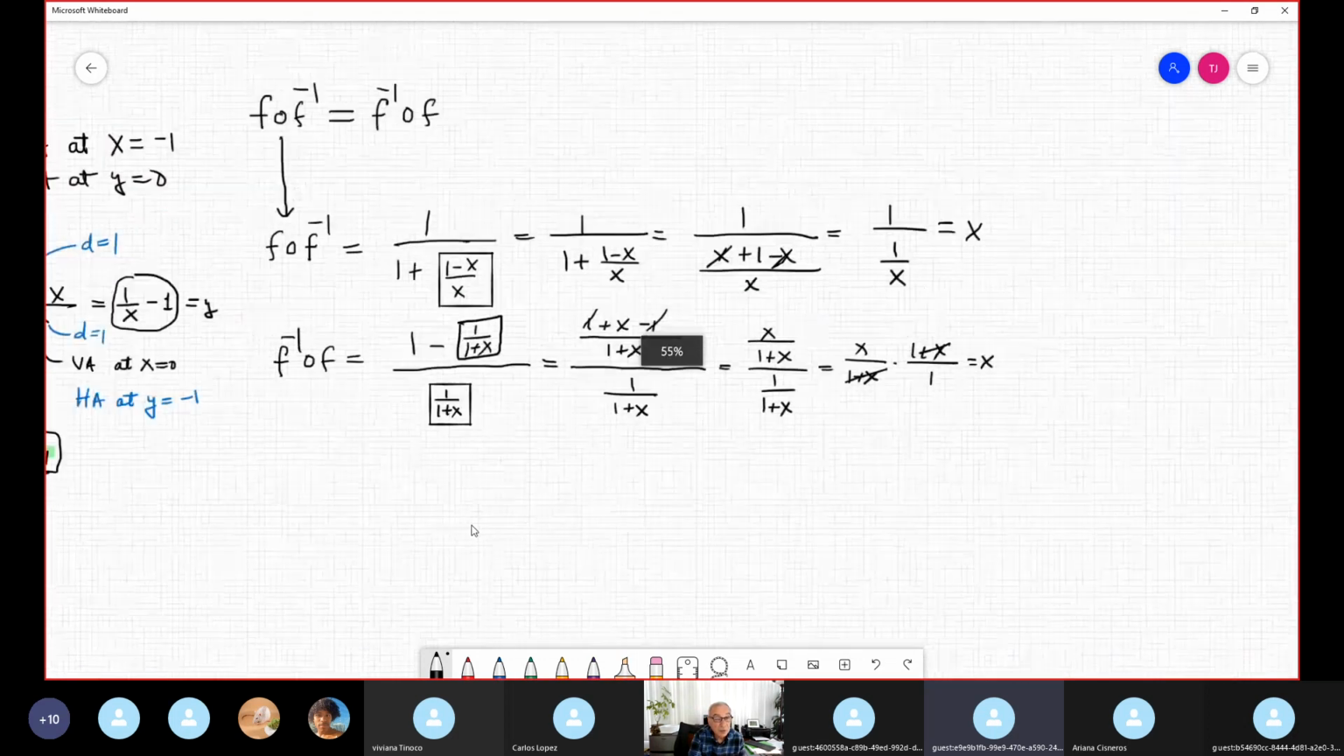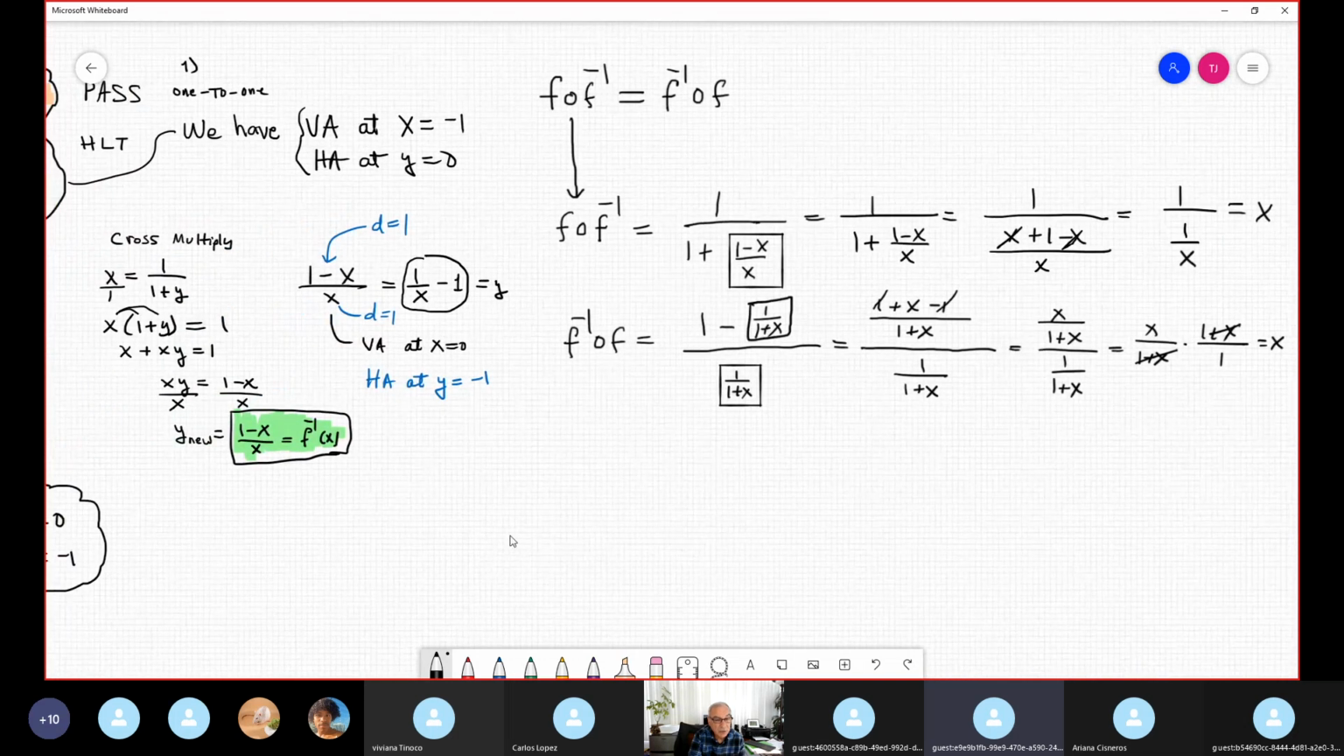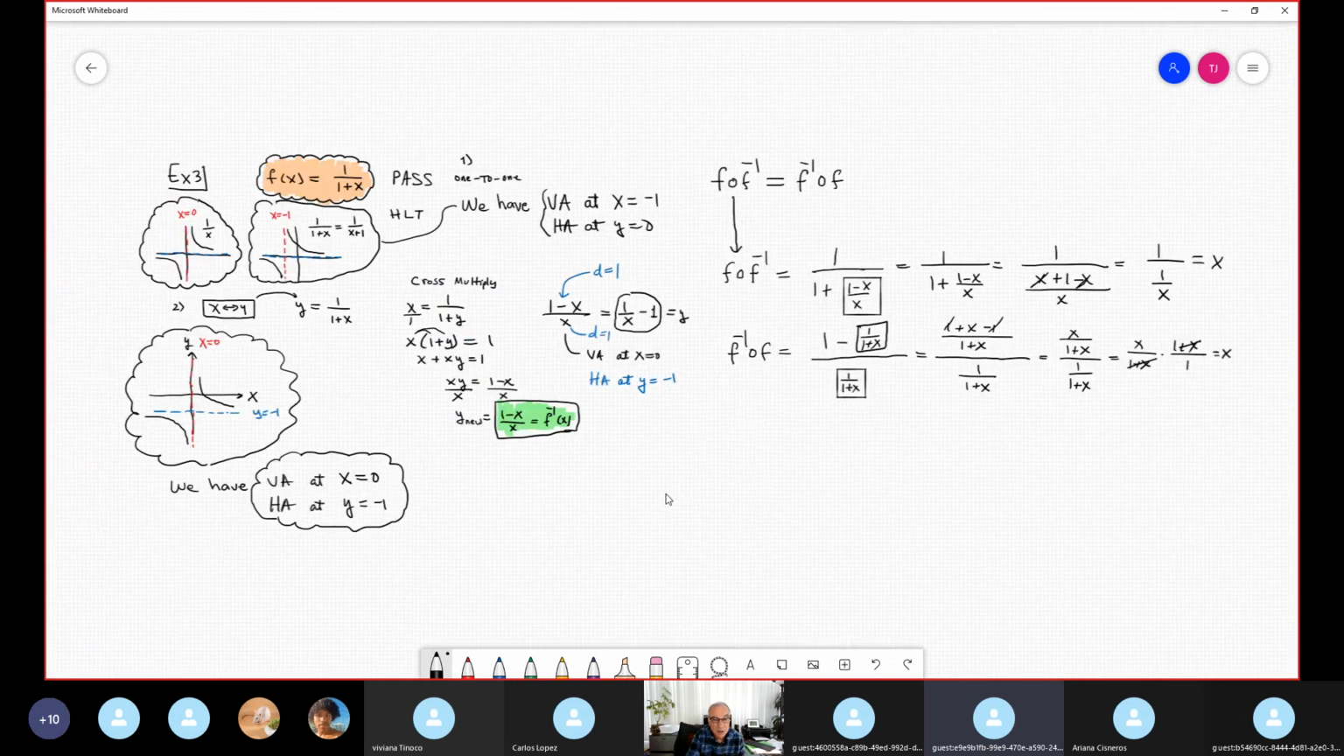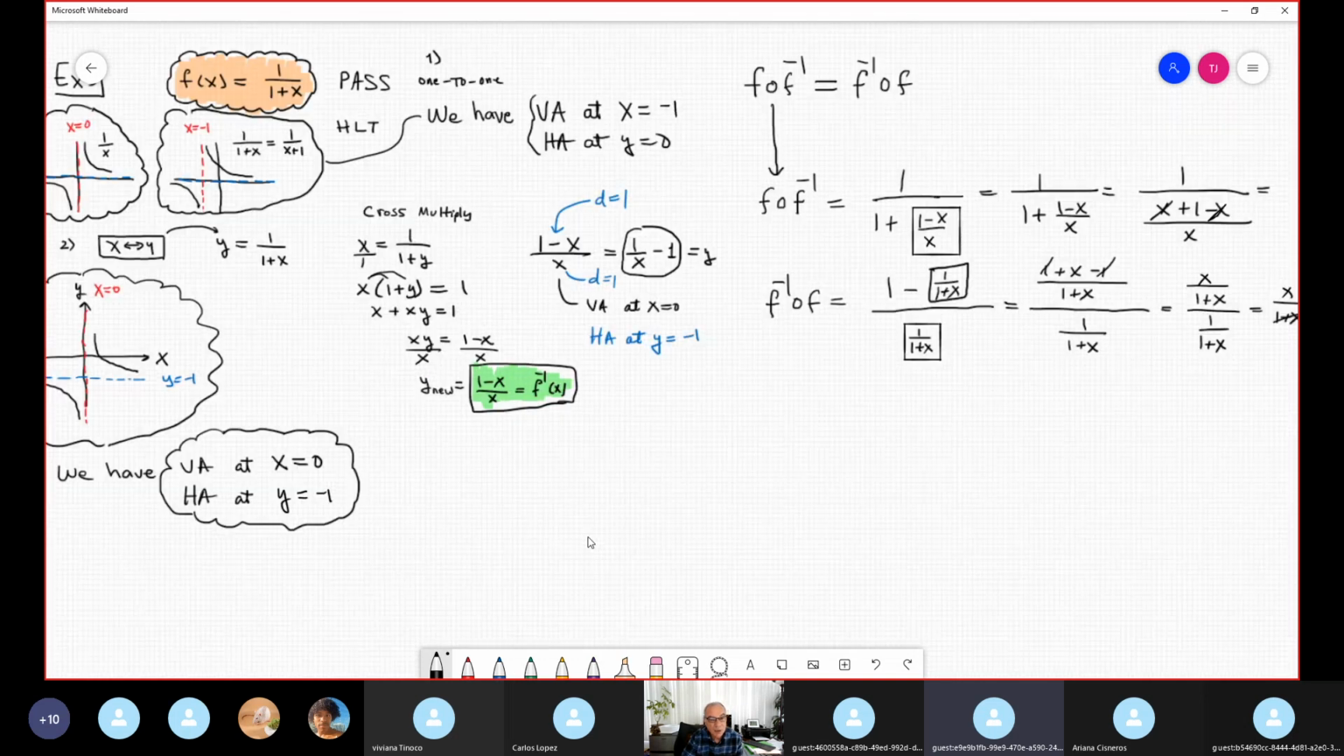I proved somehow that this green function is exactly the inverse function of the orange, and put together in composition each other, regardless of the order. Domain. Let's focus on the domain. Domain of F, range of F. It doesn't matter the order that you prefer. Maybe the order I use is not good for you.